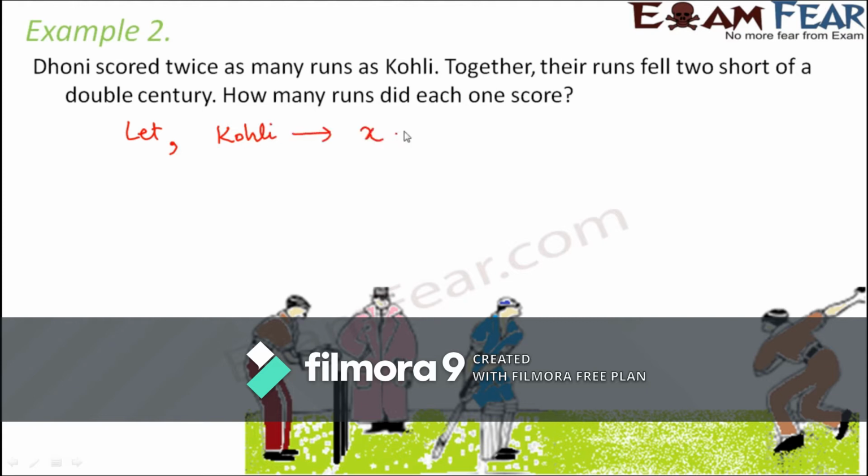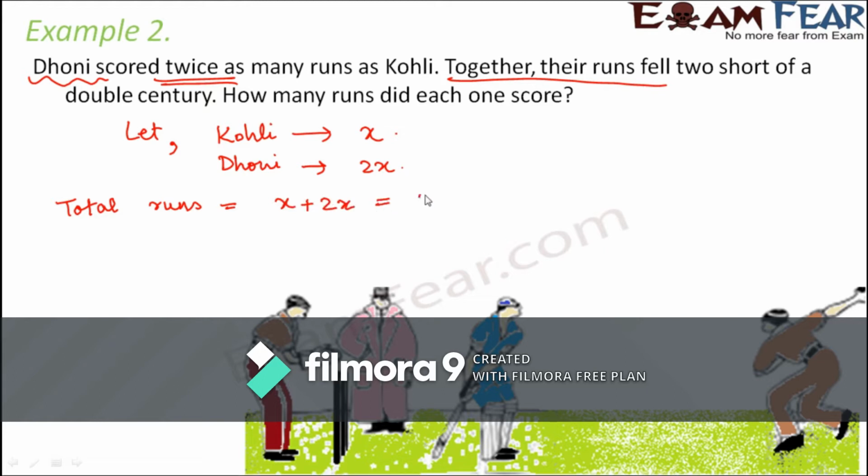So if Kohli scored x runs, how many runs did Dhoni score? Dhoni scored twice as many runs as Kohli. Therefore Dhoni scored 2x. Right? Now the next condition in the question is that together their runs fell short of a double century. So what would be their total runs together? So total runs would be x plus 2x. So x plus 2x is nothing but 3x. This is 2x plus 1x. So that is 3x.